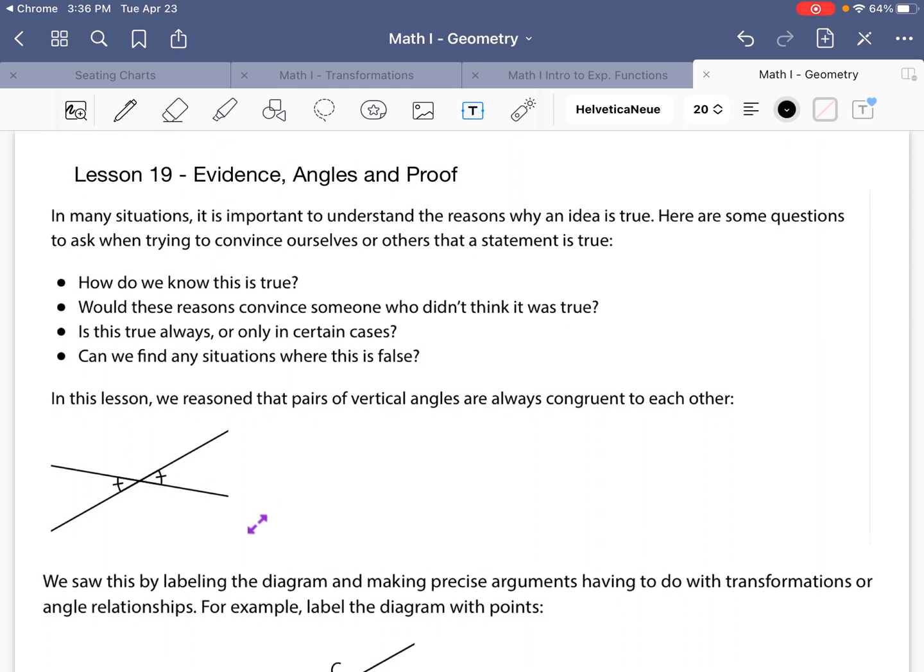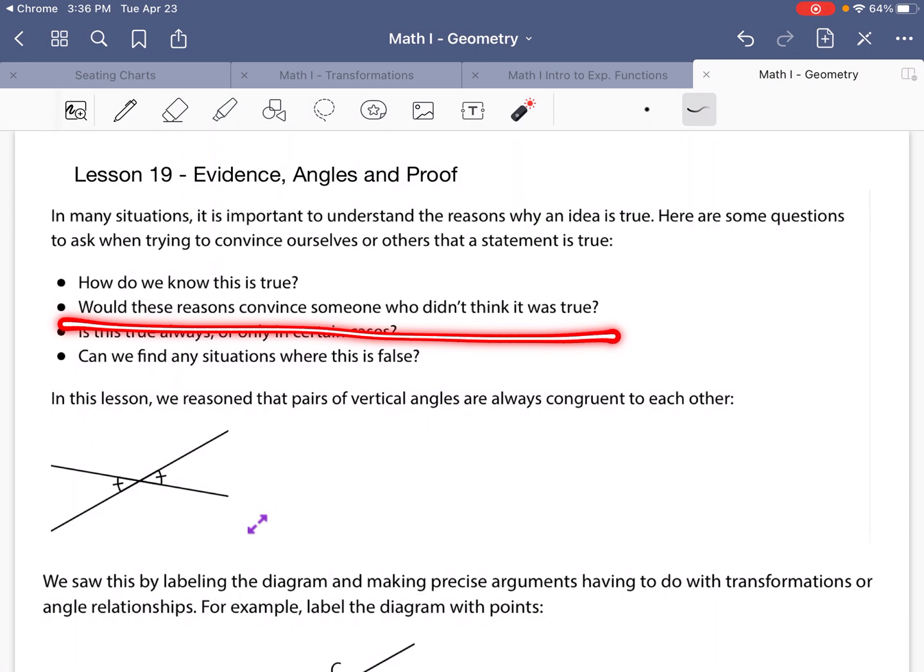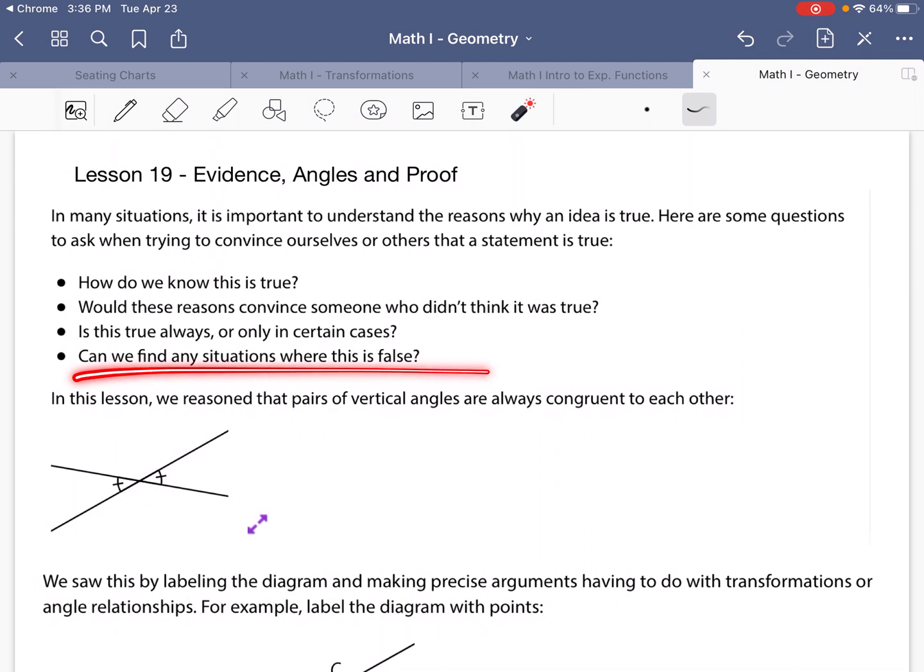Here are some questions you should ask when trying to convince ourselves or others that a statement is true. How do we know this is true? Would these reasons convince someone who didn't think it was true, assuming they're not just being willfully ignorant? Is this true always or only in certain cases? Can we find any situations where this is false? Because if you can find a situation where it's false, then it's clearly not always true.